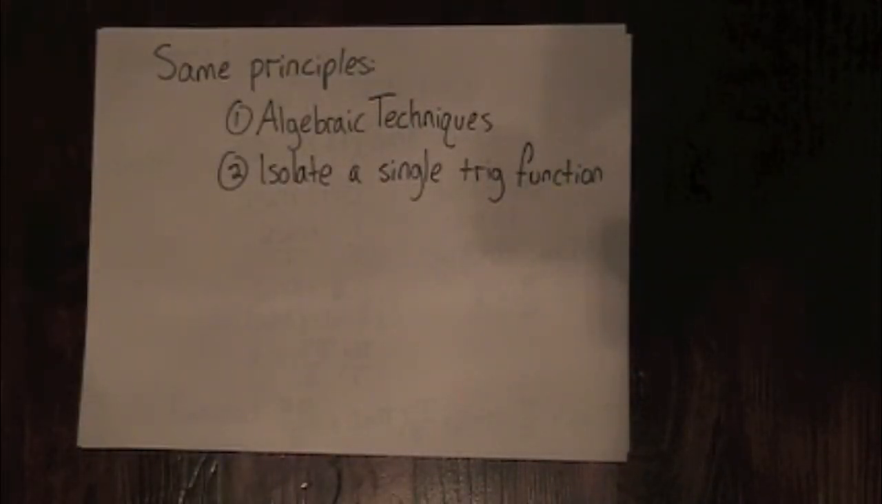To solve these equations, we're going to use the same principles that we used in our last lecture. We're going to use our algebraic techniques, collecting terms on one side of the equation, factoring when appropriate, using trigonometric identities to try to get everything into the same trigonometric function if possible, and isolating single trig functions to use the inverses to solve.